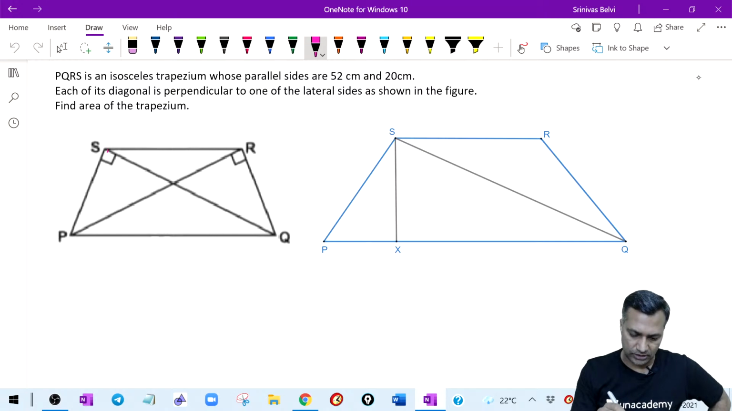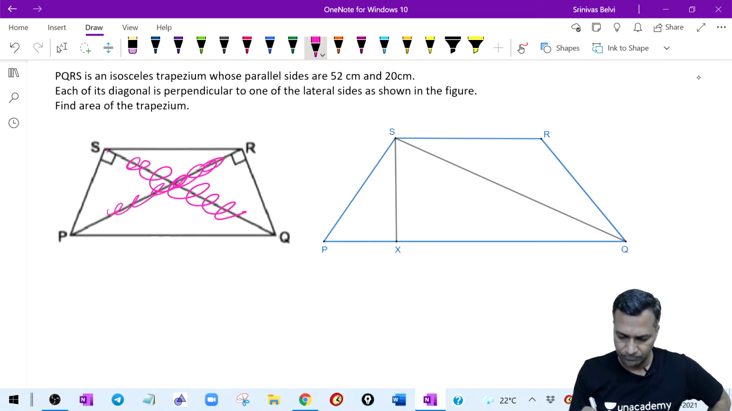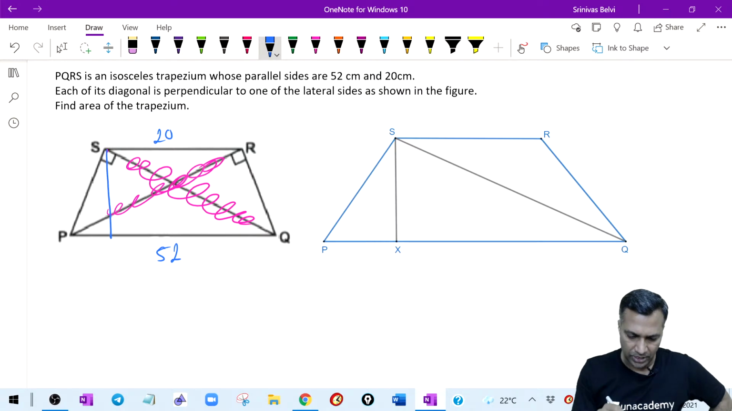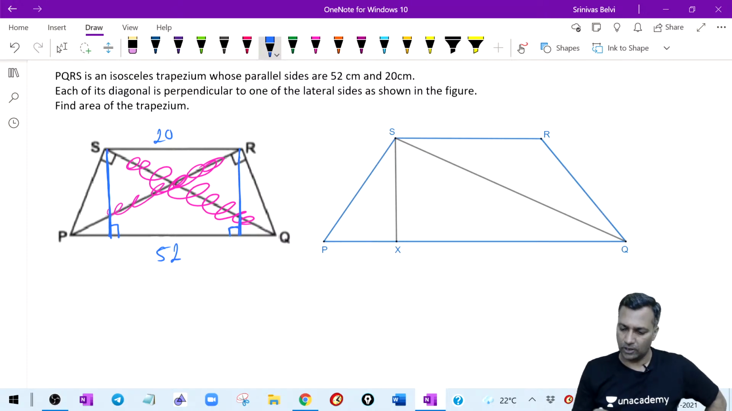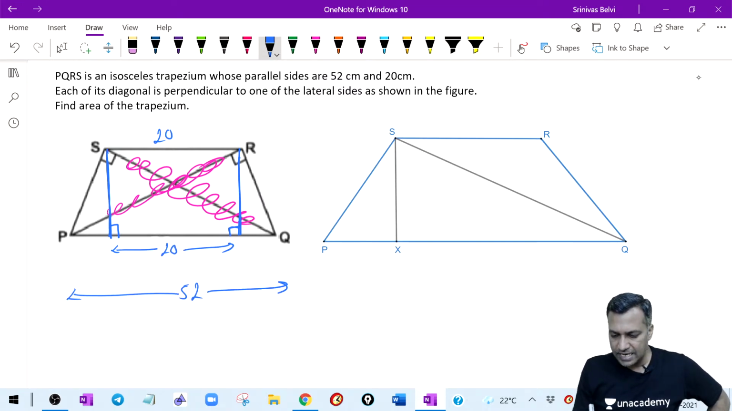First of all, in an isosceles trapezium, forget these particular lines. Let's say for the time being, leave these lines. Let's say this is 20 units and this is 52 units. If I drop a perpendicular from S onto PQ, and from R onto PQ, what happens? I am getting this as 20, but the total measurement was 52 and the remaining 32.